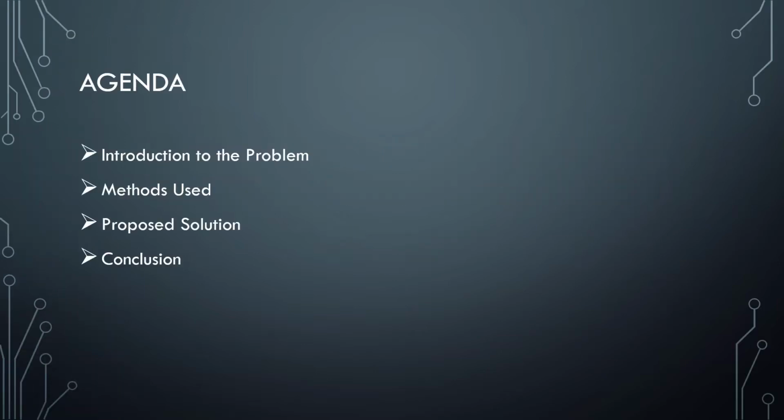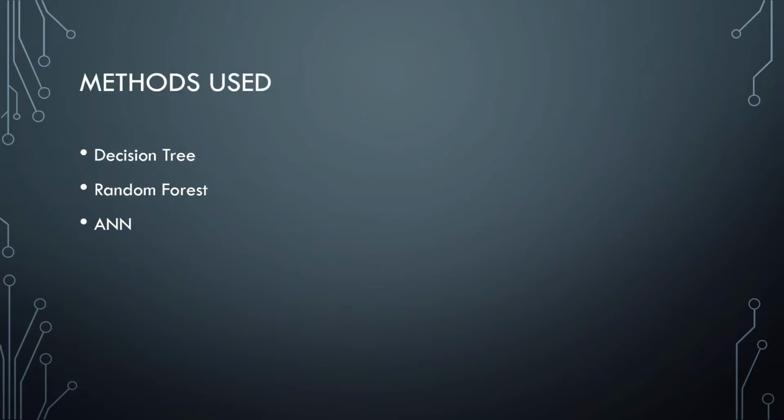So, on today's agenda, first I will introduce the problem, what the problem is. Then I will move forward towards the methods that I have used. The next thing will be my proposed solution, and finally I'll conclude. The methods that were used to design a solution were decision tree, random forest, and artificial neural network.